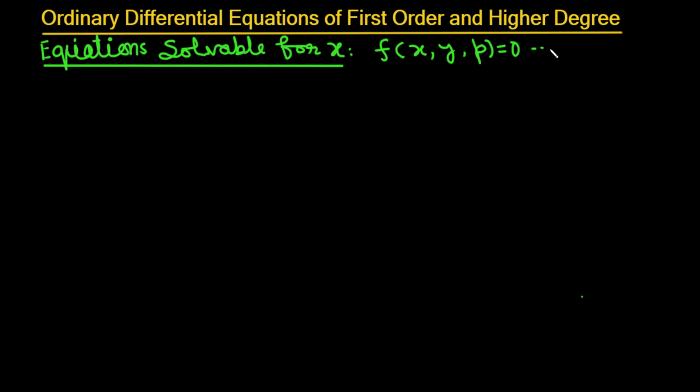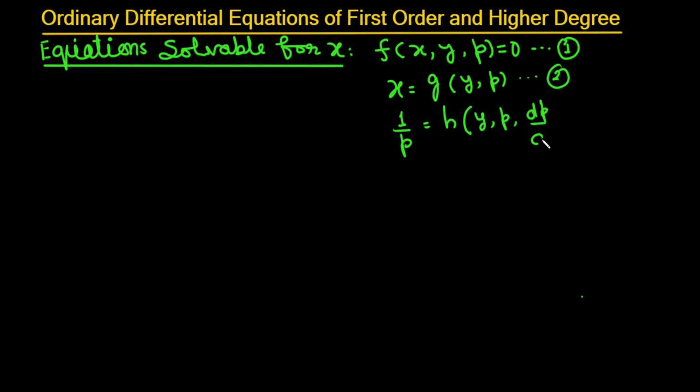Let us give it a name, and this is our equation number one. Suppose it is possible to solve equation one for x, so this form will be x equals some function of y and p. We name it equation number two. So next step, we will differentiate equation 2 with respect to y. The left hand side will become 1 over p, and the right hand side will be some function of y, p and dp by dy. So this is our equation number 3.